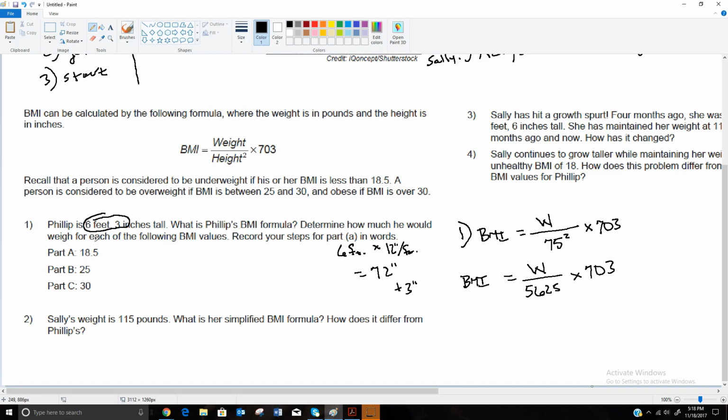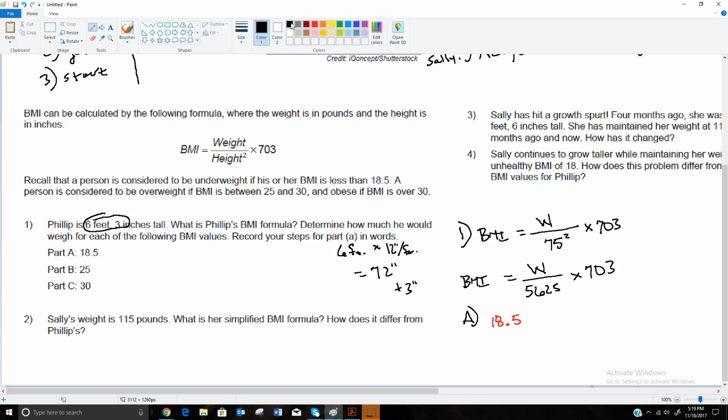So now we're going to put in these different BMI values. These are not obviously weights. He's not going to weigh 18.5 pounds. These are BMI values. So let me change color here and we'll put this in. For part A, I'm going to put in his BMI value of 18.5. So 18.5 is his BMI value.